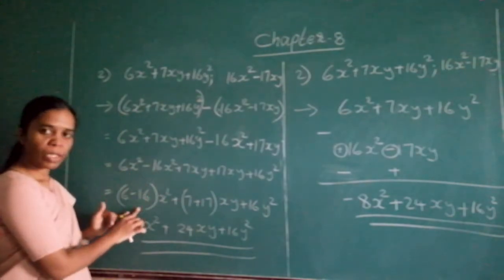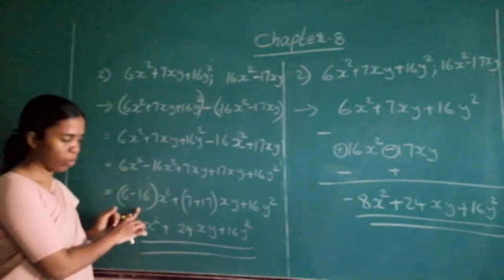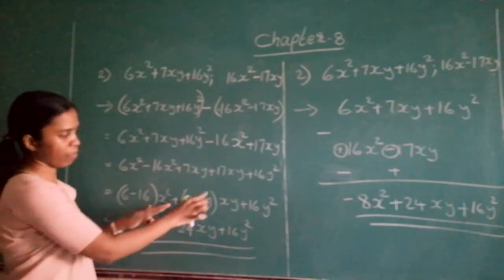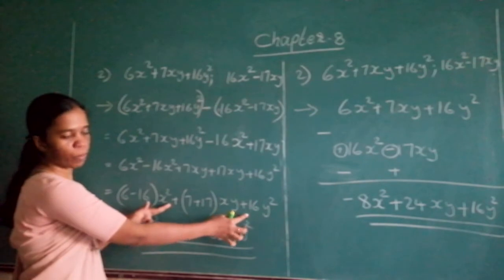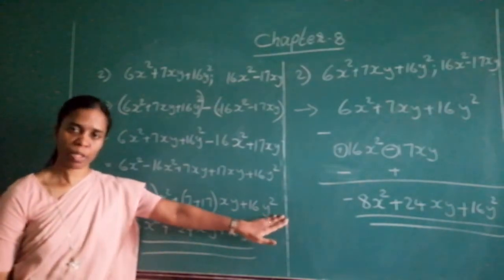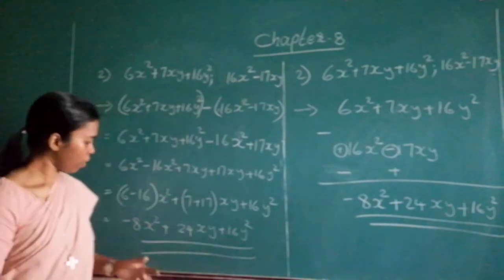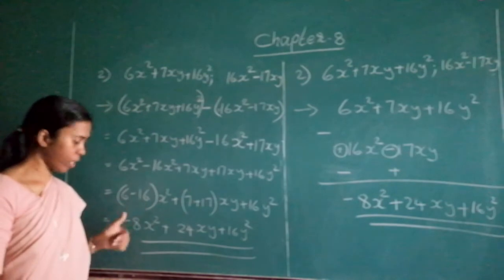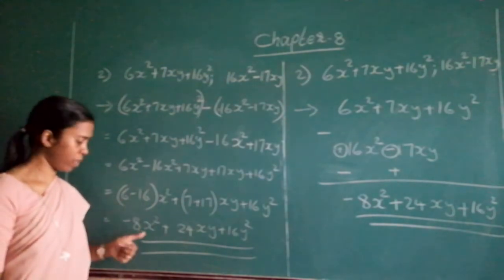Write the coefficients. Do the operation with the coefficient. The 6 minus 16x square plus 7 plus 17xy plus 16y square. There is no like term for y square, so we write it as it is. Now you do the operation 6 minus 16. Signs are different. Put the sign of the greater number. Write the difference between them.